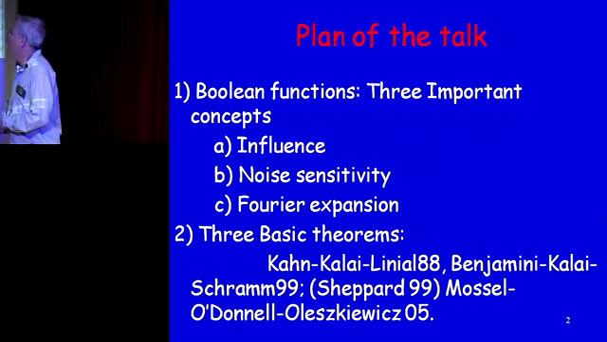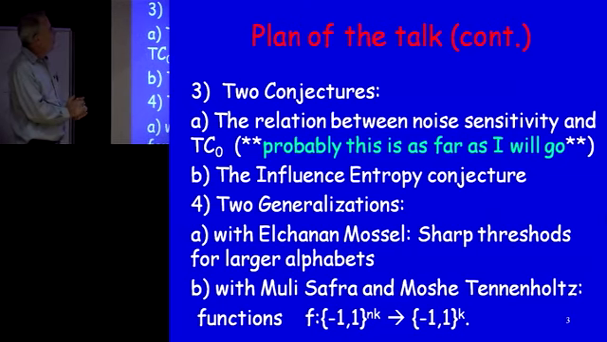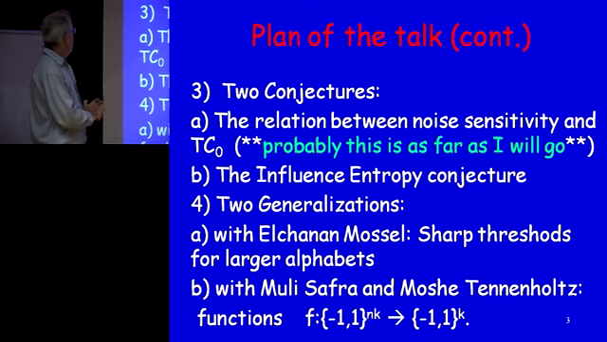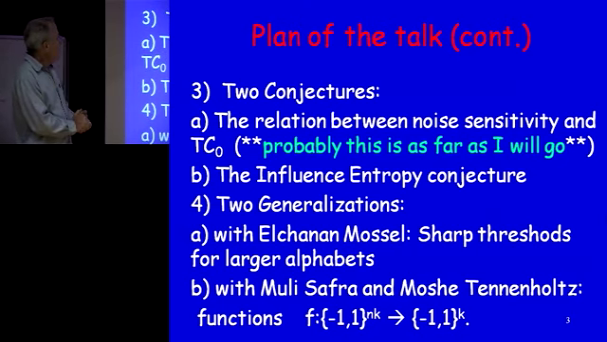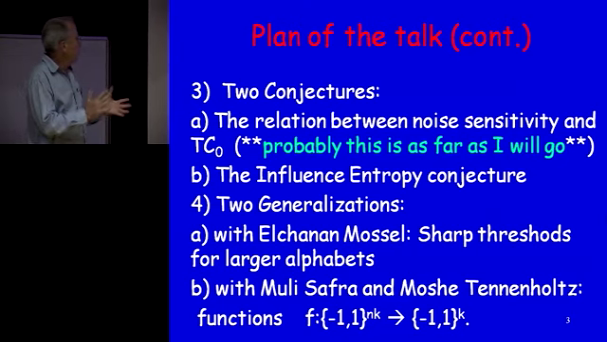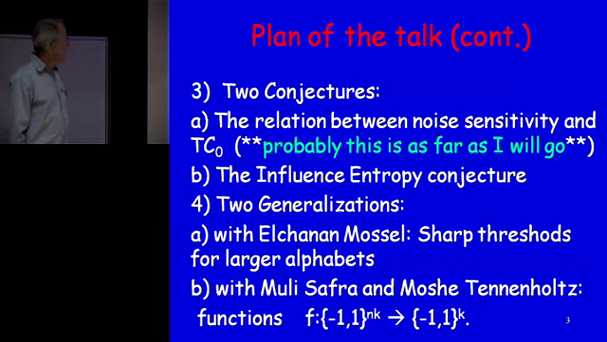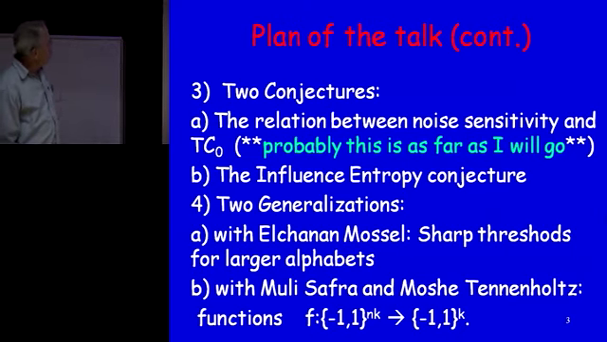And then I want to go ahead to describe two conjectures. The first conjecture that I would like to discuss a bit is the relation between noise sensitivity and bounded depth polynomial size threshold circuits. Although this conjecture is also from the paper with Itai and Oded, I think it's not so well known, so I'll try to discuss it. I also have a post-mortem plan. If I have time, or rather, had I had time, I would also mention another conjecture, which is the influence entropy conjecture.